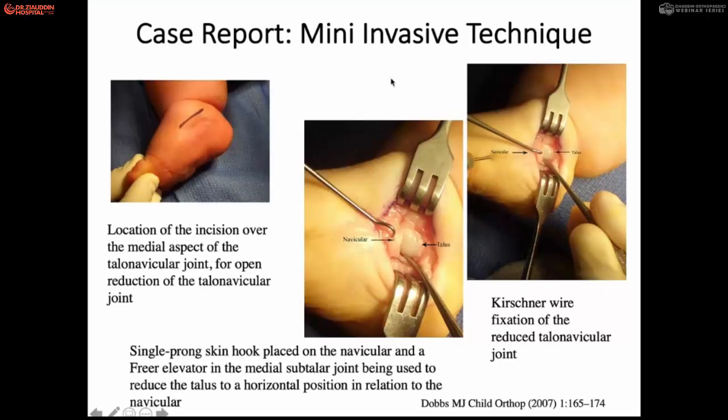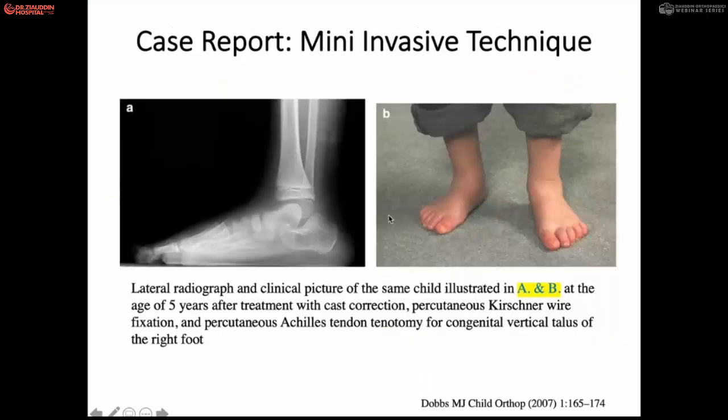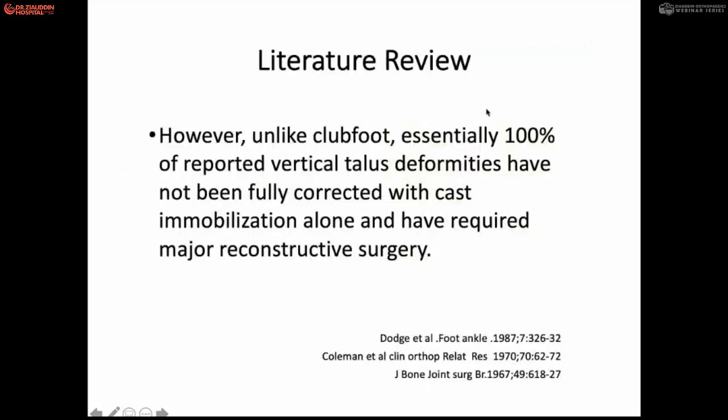So here is the minimally invasive technique. Again, it shows the location of the incision, reduction of the navicular and talus, passing the K-wire, and a Kirschner wire is passed, and this is an example of the later follow-up, which shows an absolutely normal foot. Literature review shows that, unlike clubfoot, essentially 100% of vertical talus deformities have not been fully corrected with cast immobilization alone. They sometimes require a major surgery when there is a recurrence at a later stage and the patient comes in the older age group.